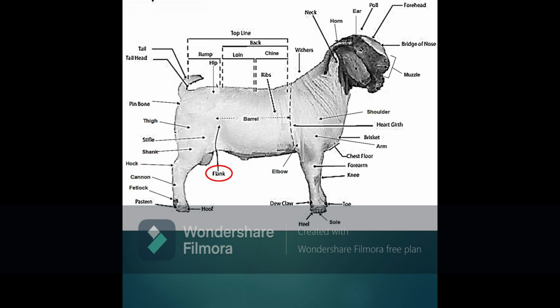The flank, which refers to the side of the body extending from the last rib to the hind limb. The barrel, which is the trunk or the middle part of the animal body between the fore and hind legs. The dew claw, which refers to an accessory claw that projects caudally from the fetlock. The heel, which is the rear or caudal end of hoof.